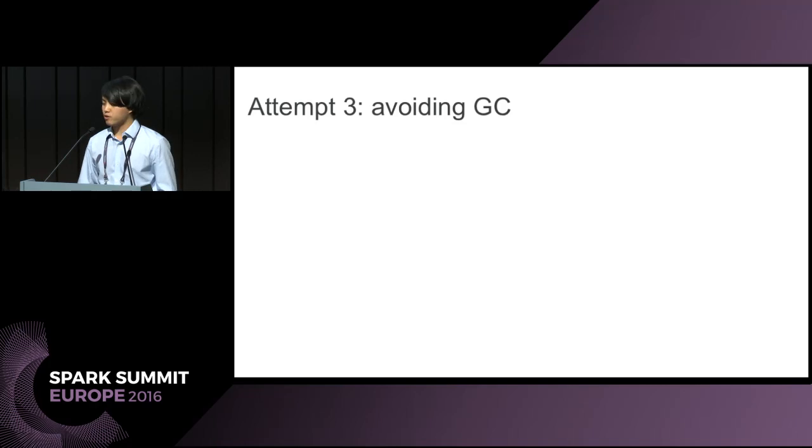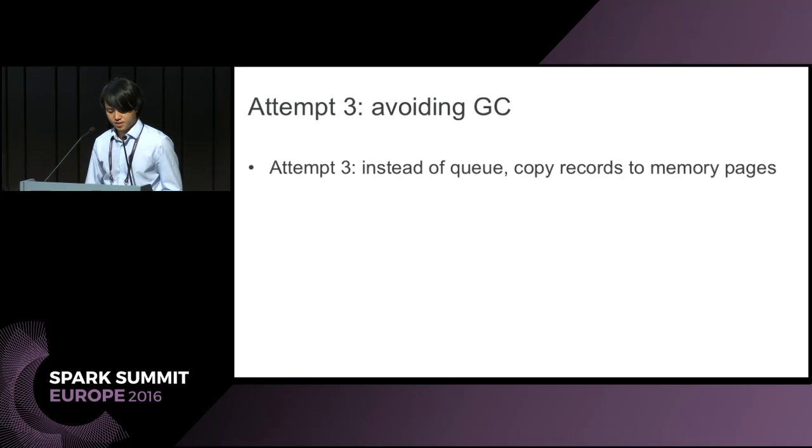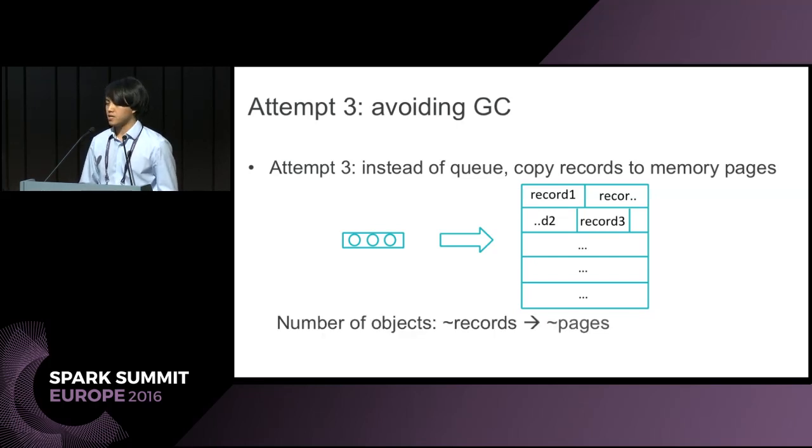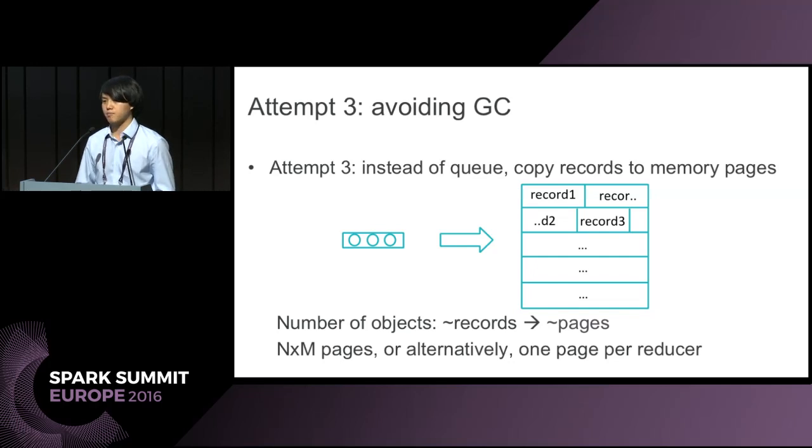Okay, now the task becomes how do we get those benefits while avoiding this GC? So we have this third approach. Instead of having this one queue, we basically copy all the records into a memory page. And the records will just be laid out one after another in this memory page. The benefit of this is that now the number of objects you are keeping in the JVM is not the number of records, but the number of pages. And you can simply use, for example, n by m pages, where n is the number of reducers and m is the number of mappers, to keep them. So this is an order of magnitude lower number of objects that you have to keep around.